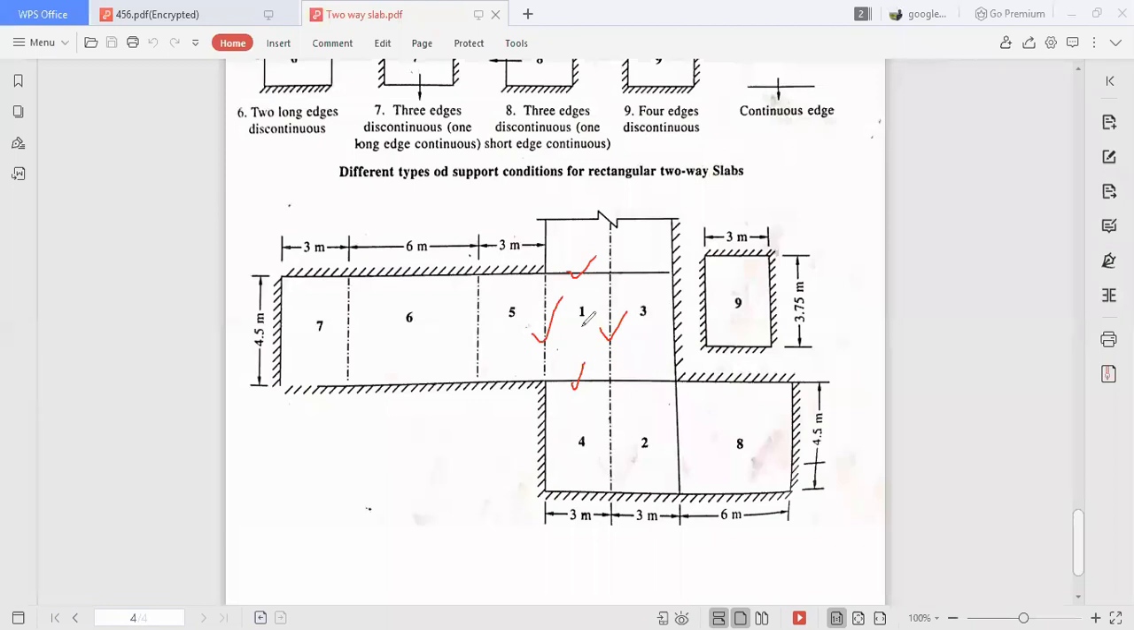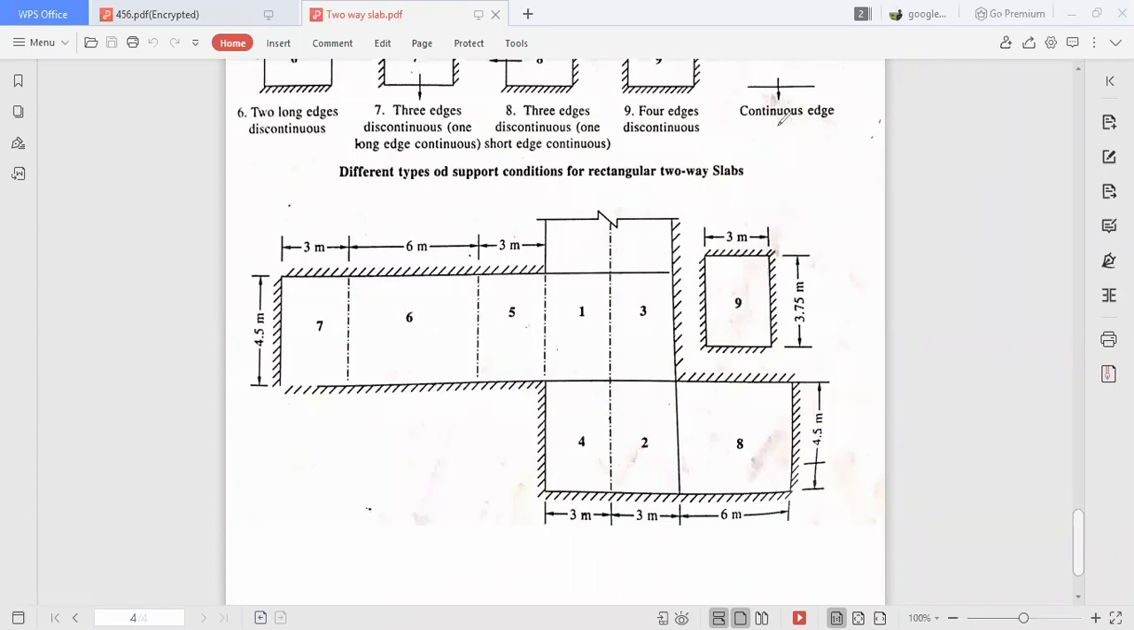So here for the first panel, all these 4 edges are continuous. This is one of the conditions. Coming to the third panel, this edge is discontinuous and the remaining 3 edges are continuous. In the same way, we will have different conditions. And for this 9th panel, if you see, all the 4 edges are discontinuous. That means there is no connection between this 9th panel and all these panels. This building is separate and this building is separate. This is a completely unconnected slab.